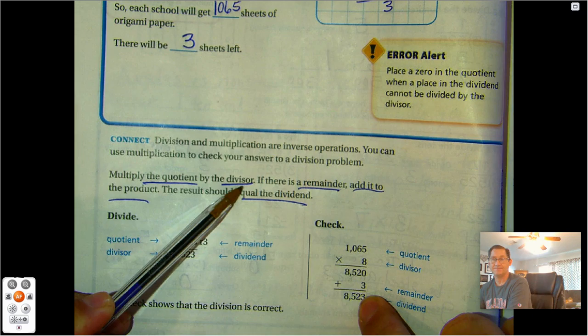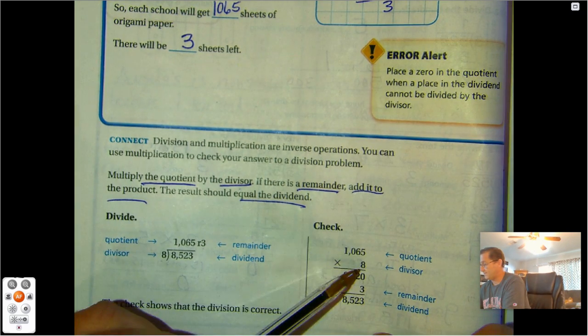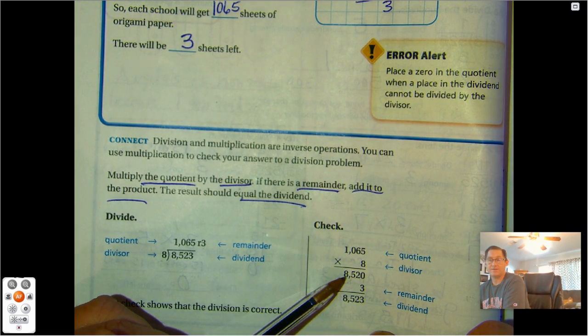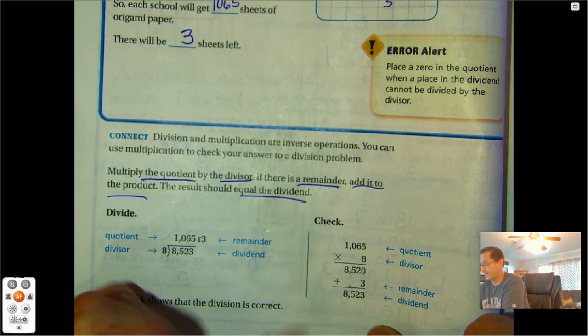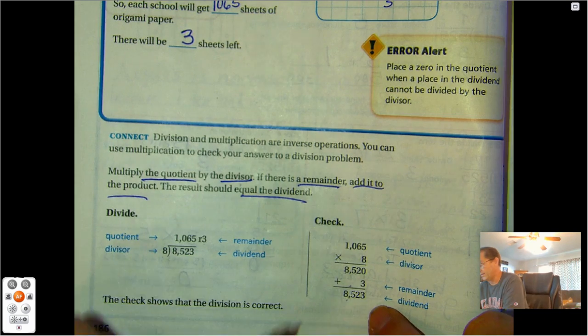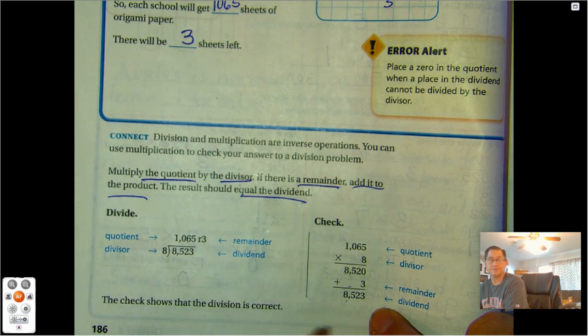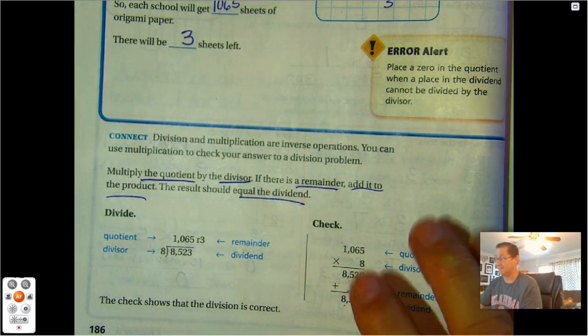Okay? So 1,065 times 8 is 8,520, plus the 3 that was left over, the remainder, gives me a total of 8,523, and they match the dividend. It matches the dividend. So you have the right quotient.